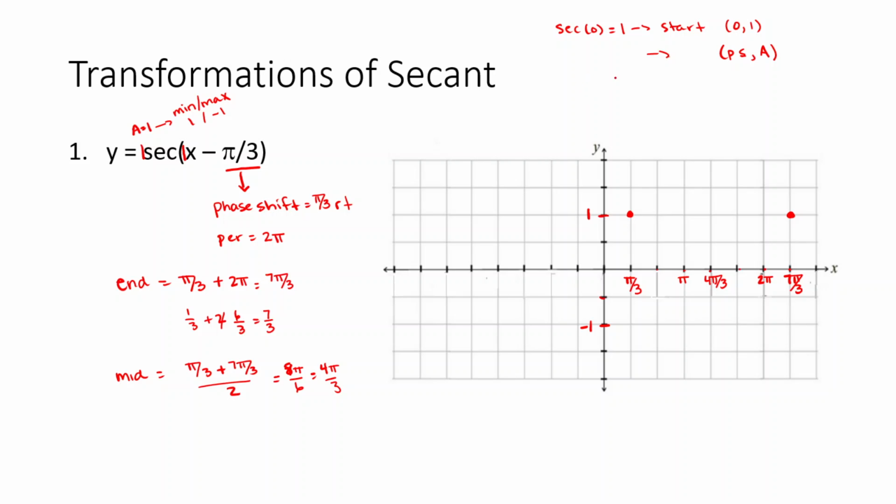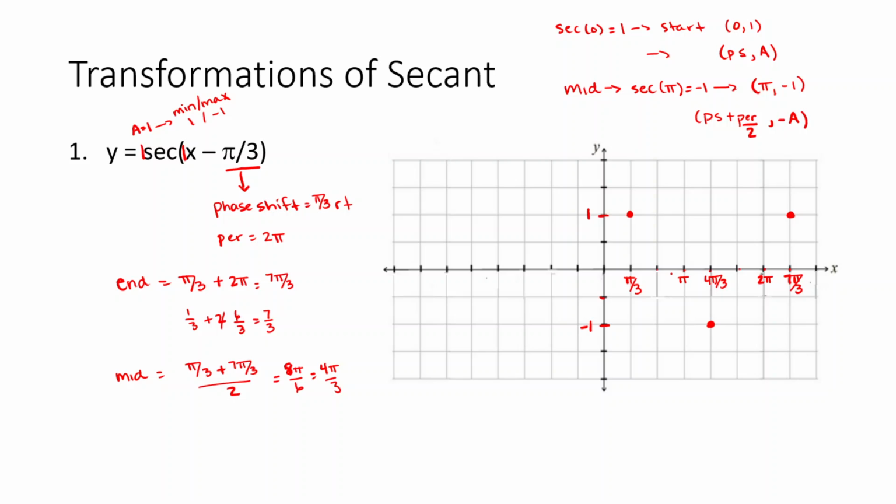And the mid is going to be basically secant of pi, which is negative 1. So my mid is going to be at pi, negative 1, or in general, the phase shift plus the period plus half of the period, comma, negative a. Okay, and so I'm going to go down here.